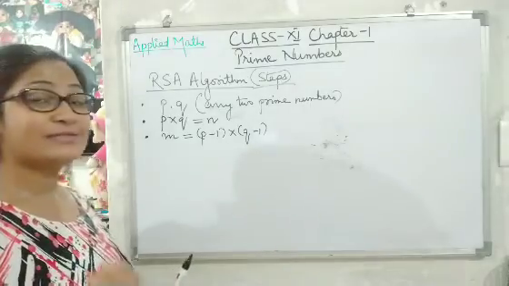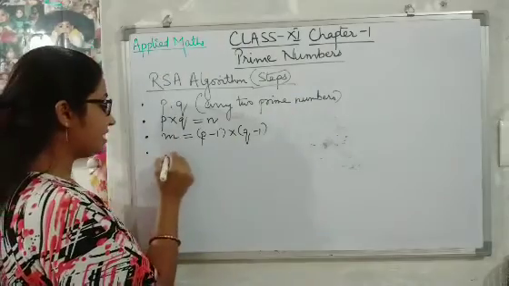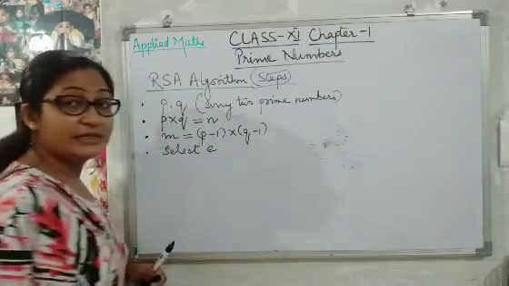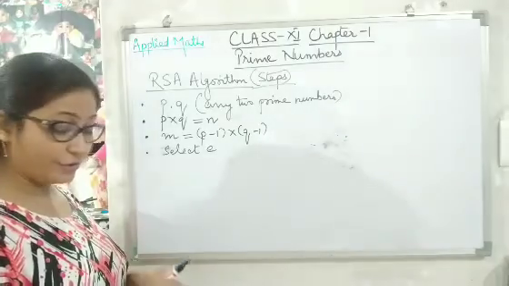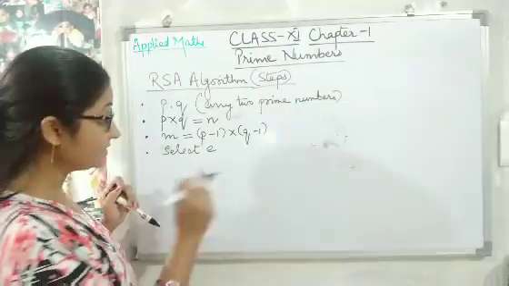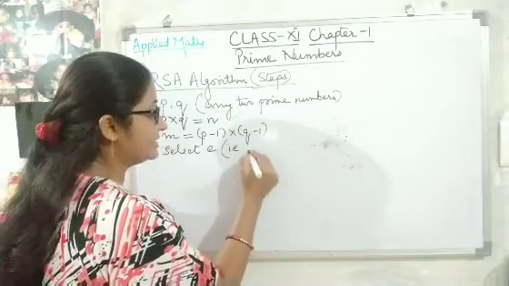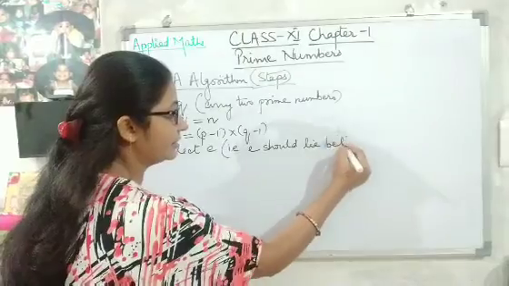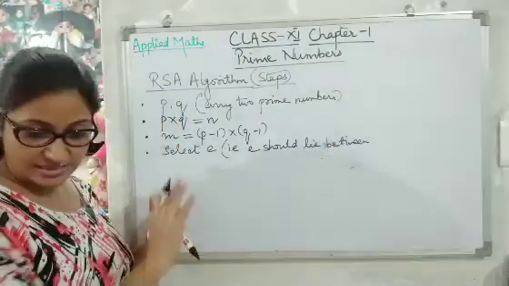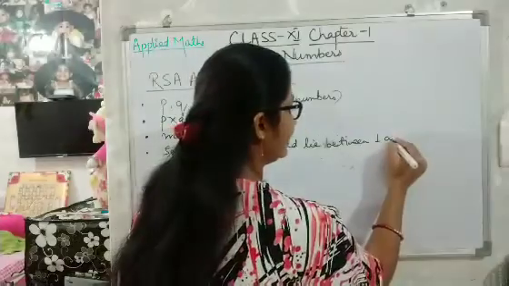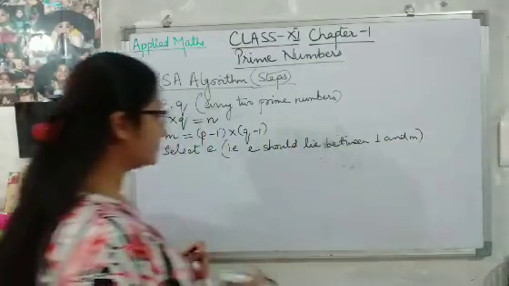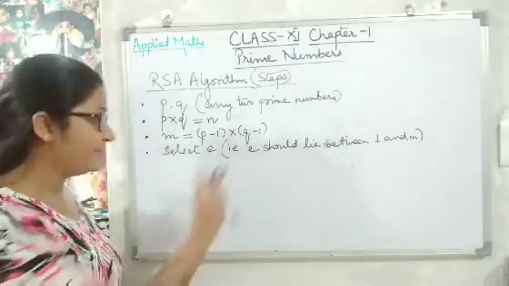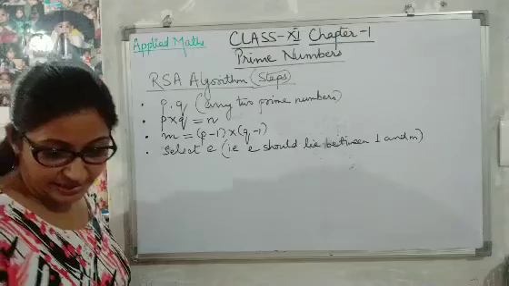Then we have to select E. Any variable E we are taking. Now what are we going to do with this E? Here is a condition, that this E should lie between 1 and M. Anything you can select, any value which lies between 1 and M. The M value we will get from here. So anything you can take here.